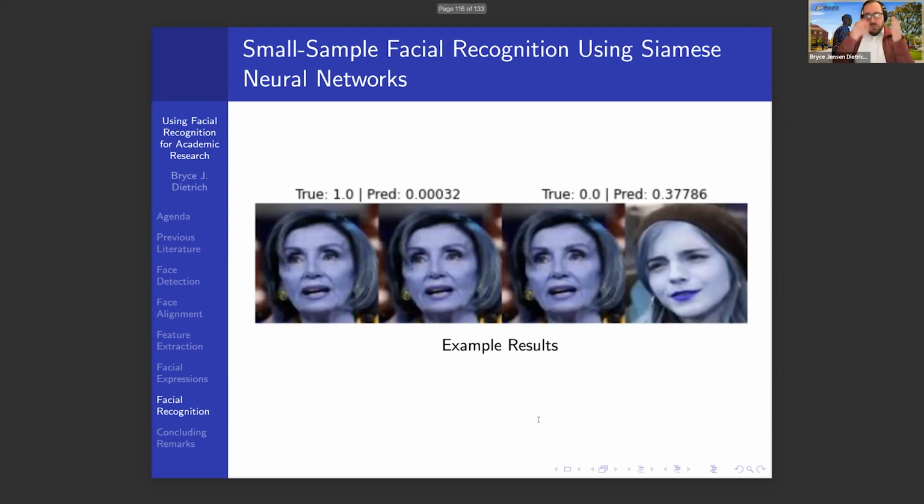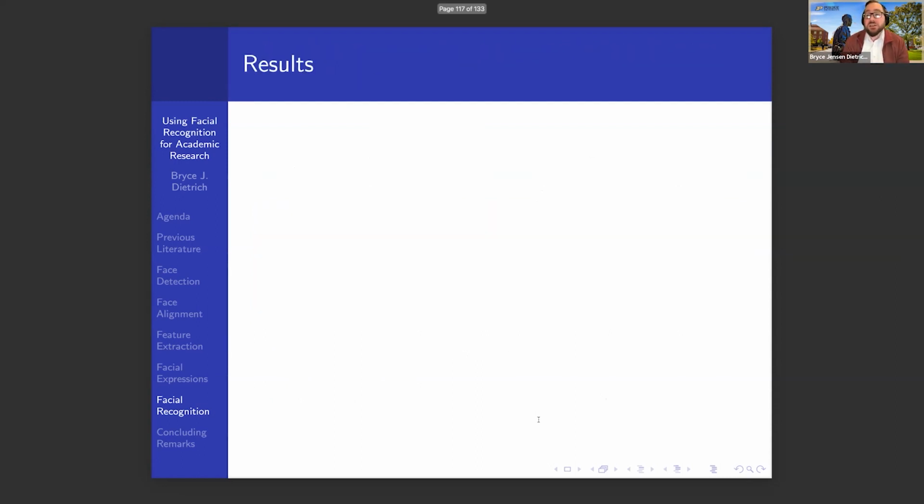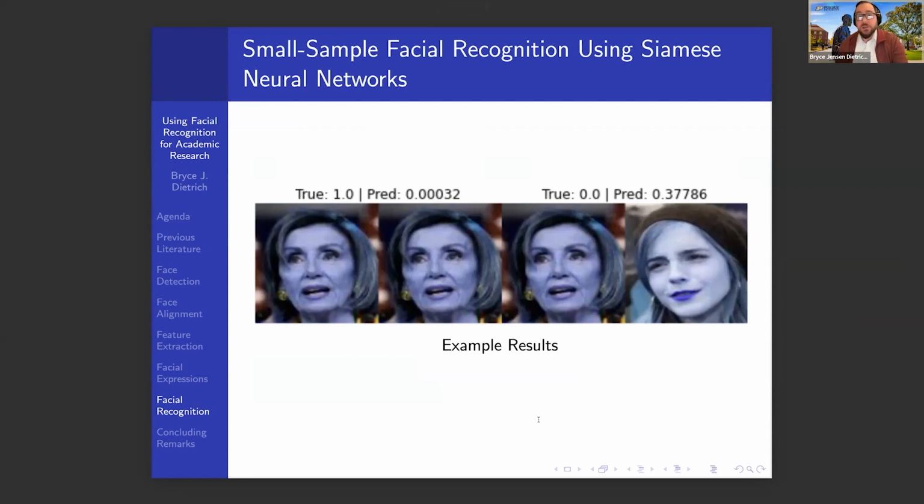So this is what the output looks like from our model. So we have two images on the left from Nancy Pelosi, where true equals 1, the prediction's really, really low. And then we have Nancy Pelosi and Emma Watson. Certainly not 0 because the head orientation is similar in these photos, but certainly greater than what we had for the Nancy Pelosi matches.